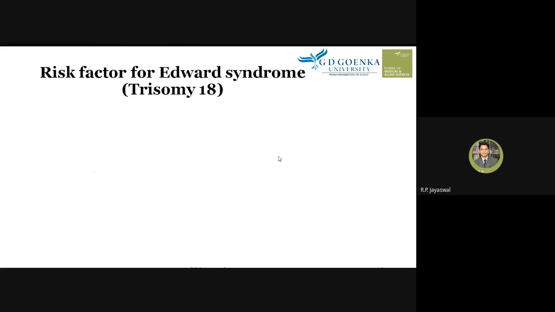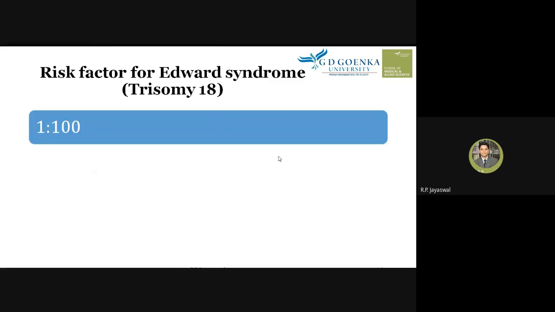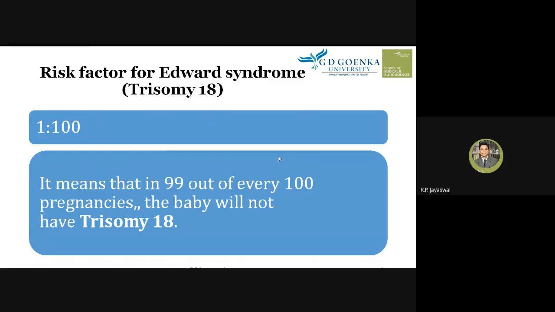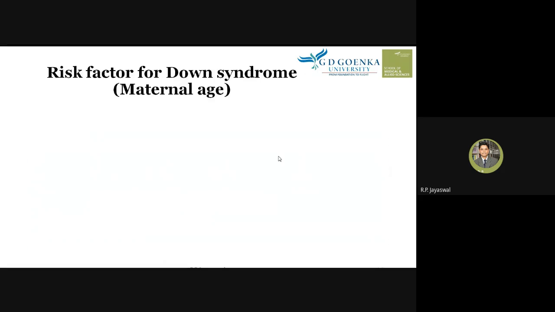given. The risk factor for Edwards syndrome: trisomy 18 is called Edwards syndrome, where chromosome number 18 becomes 3 in number instead of 2, and the risk factor is 1 in 100. What does it mean? It means that in 99 out of every 100 pregnancies, the baby will not have trisomy 18. So only 1 out of 100 usually has trisomy 18, but 99 out of 100 usually do not have trisomy 18.